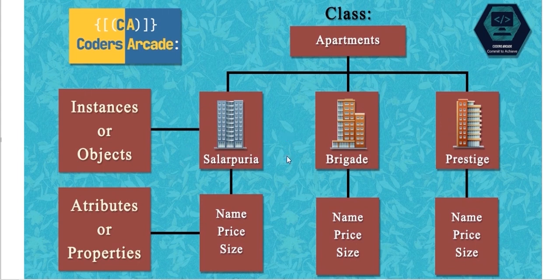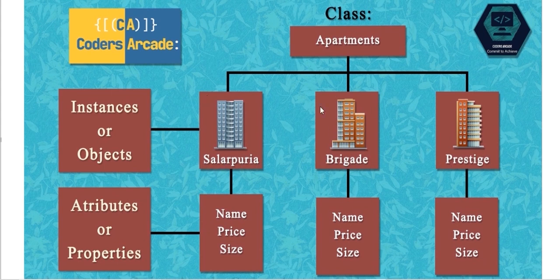Like this we can divide the diagrammatical representation of classes so that you can understand it in a very different and very easy manner. As I told you, the class is the main entity. Here in this case it is apartments, and finally you will be having the instances or objects which belong to this class apartments. Here the instances or objects are the types of apartments, the different names for the apartments which are Salarpuria, Brigade and Prestige.